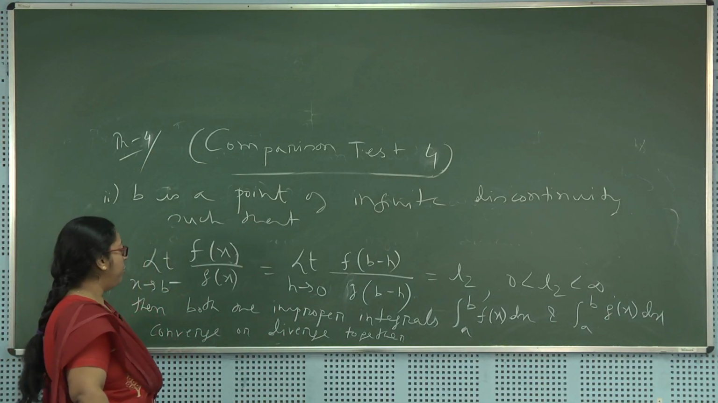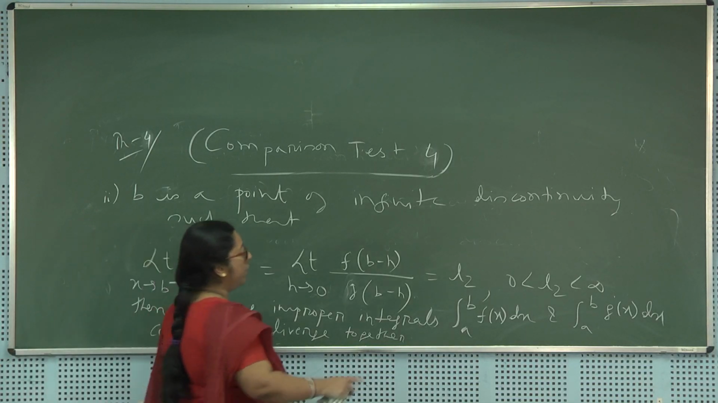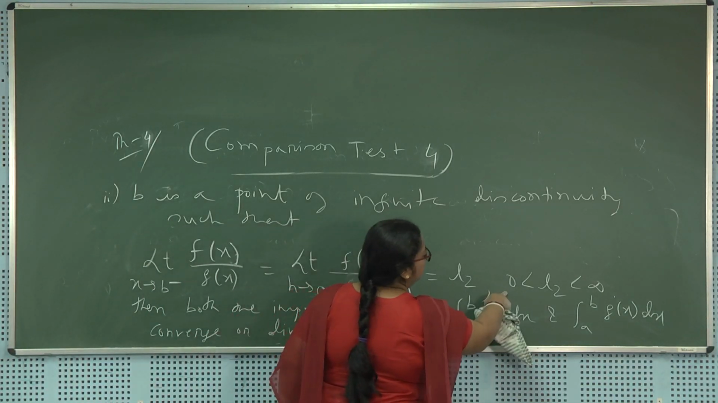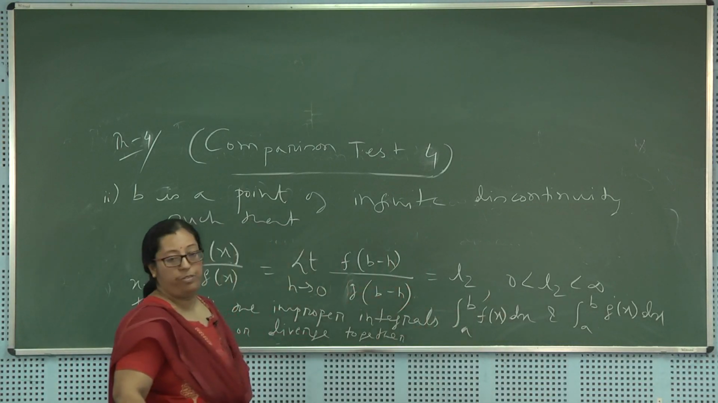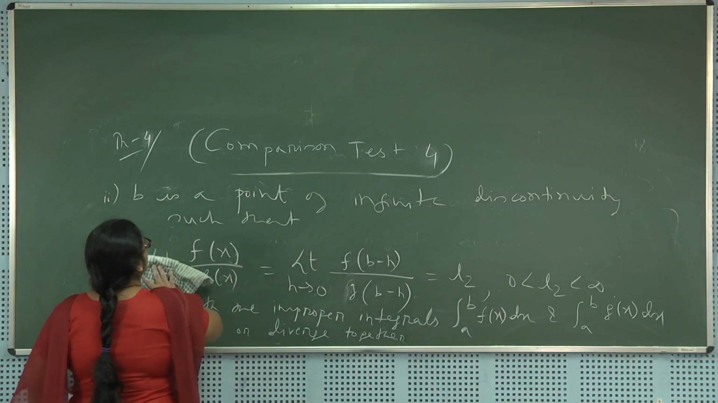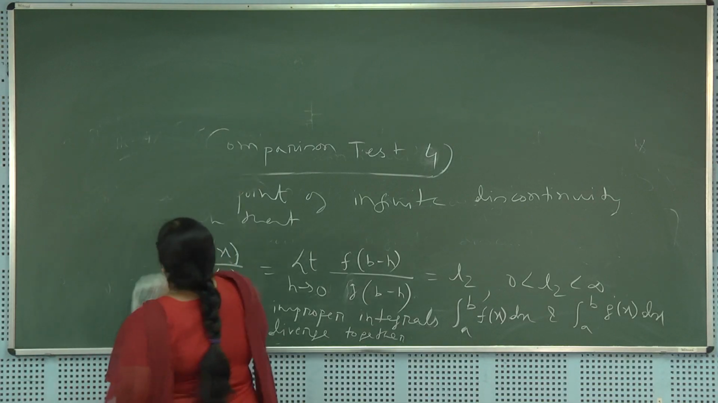That is the trick you have to remember, and you have to choose it such that this L2 is not a number either 0 or infinity. If it is 0 or infinity, this test will fail. So, you have to find out what happens then. This will be a good exercise.